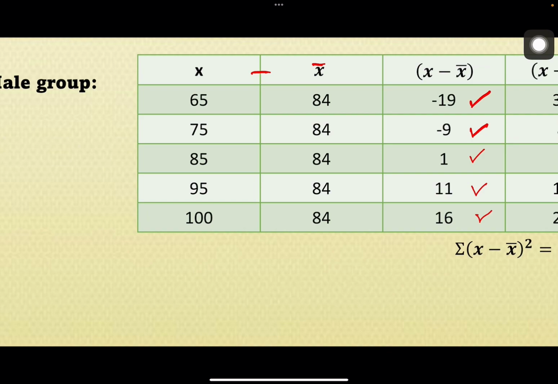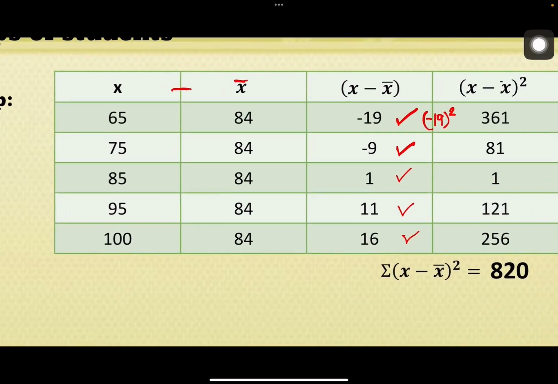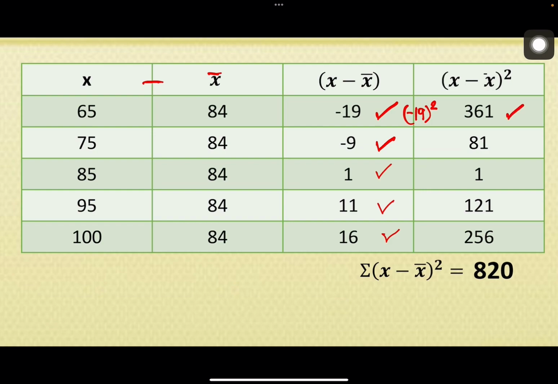Next, after nyo makuha yung difference ng dalawa, you are going to get their square. Okay? The square of the difference. So, itong negative 19, i-multiply natin sa sarili niya. Negative 19 times negative 19 or simply negative 19 squared. Lalagyan ng parenthesis kapag may negative sign kasi pag wala, magiging negative yung answer. And kapag nagsi-square tayo, laging positive ang answer. So, this will be 361.